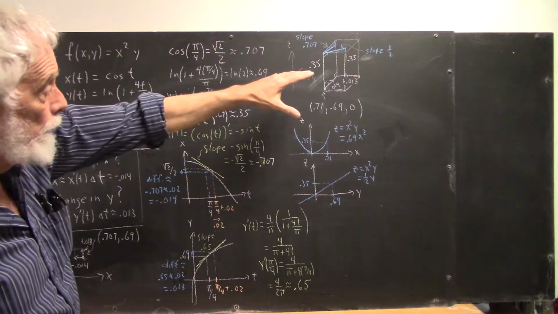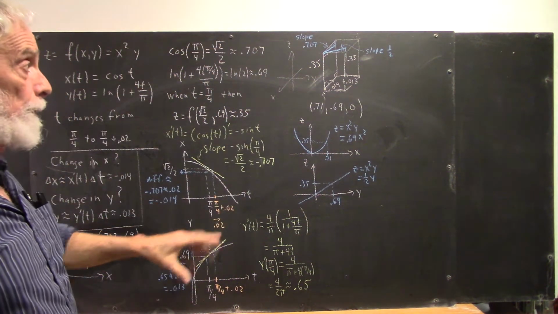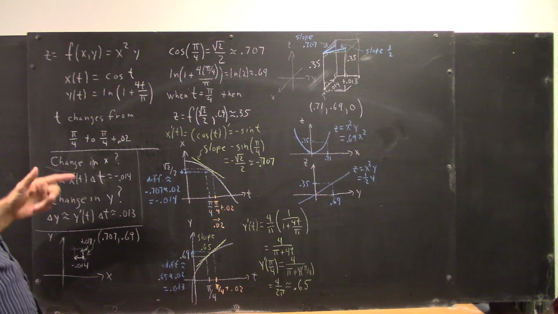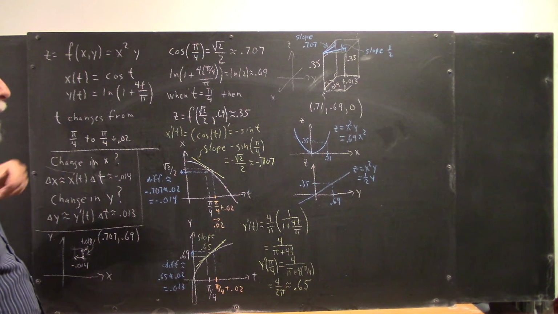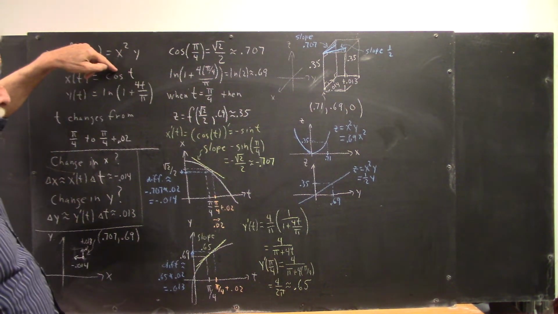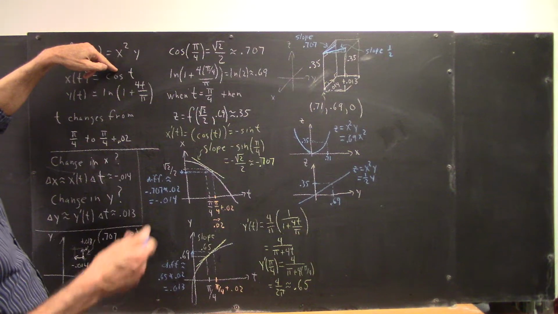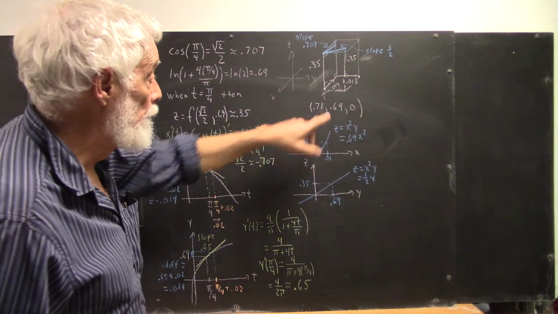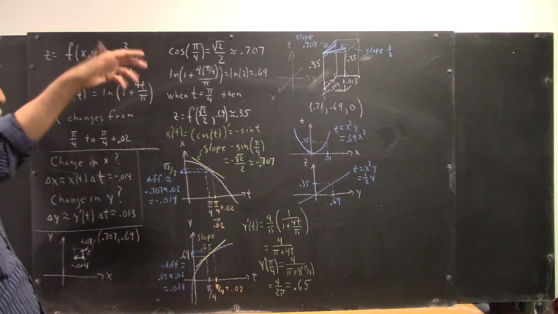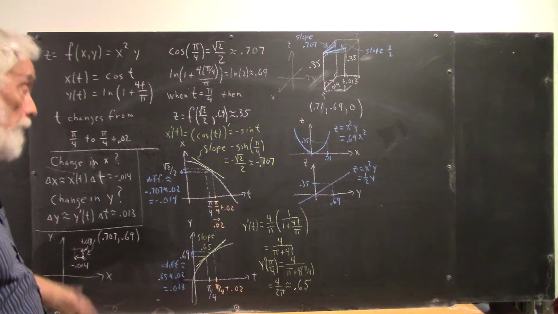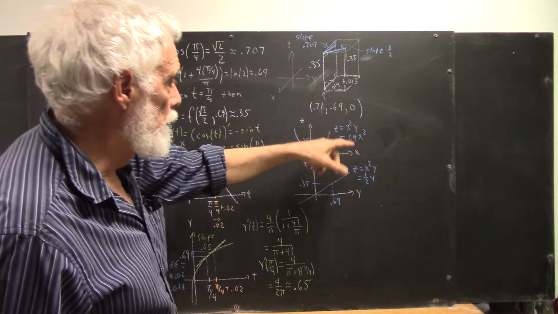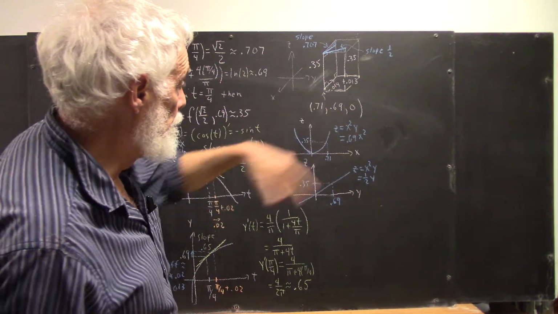Now, I want to make sure we understand how all this fits into our picture. What happened? We chose the point where t equals pi over 4. That gave us a value of x of t equals cosine t, equal to the square root of 2 over 2, which is about 0.71. So there's the x coordinate. Y of t is the natural log of 1 plus 4 times pi over 4, divided by pi. Well, that comes out to the natural log of 2, which is very close to 0.69. There's this coordinate.